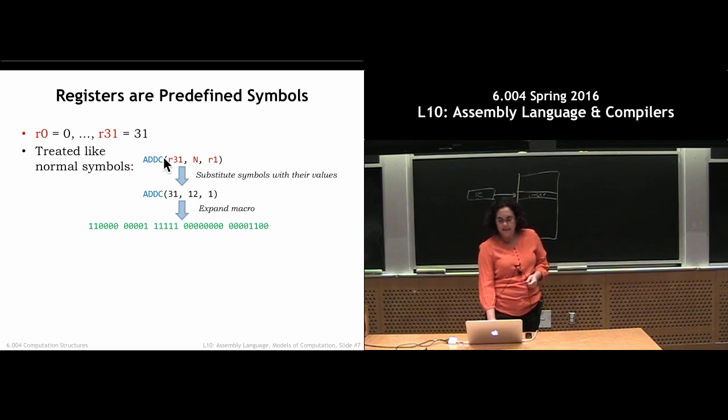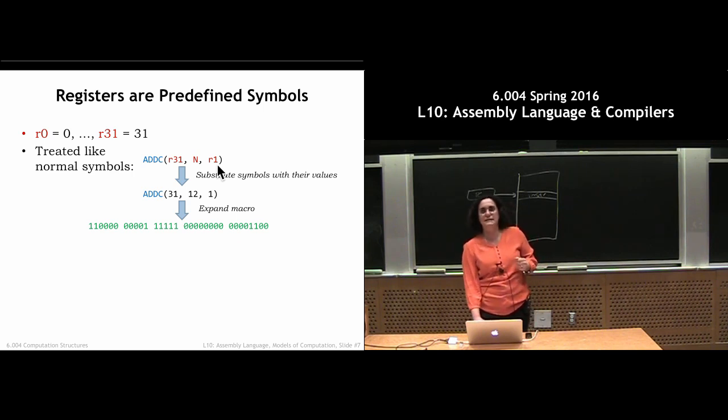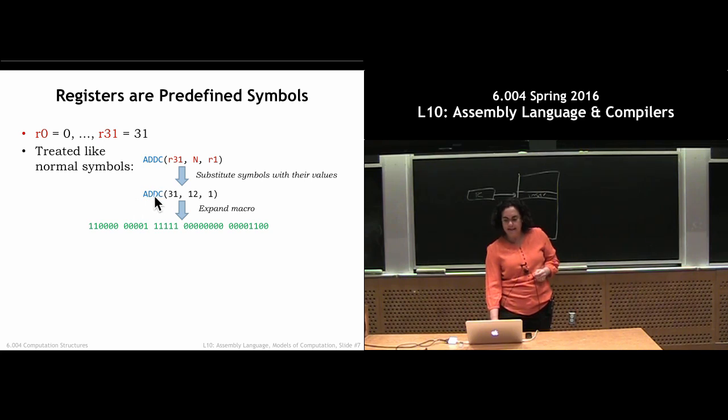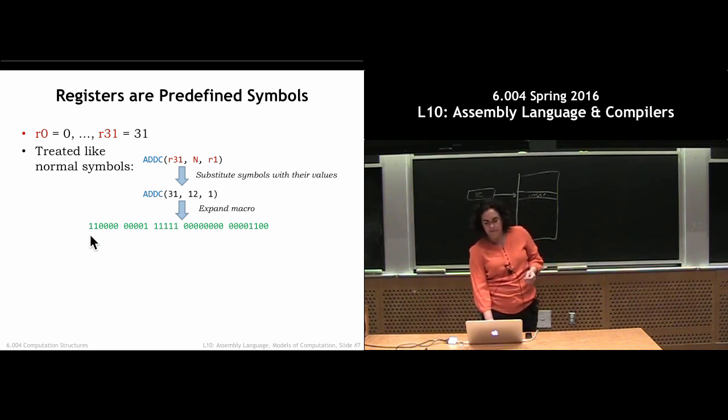Right? So when we take this ADDC macro here, which says add the contents of register R31 to this symbol value N, and then store that into register R1, the first thing that's going to happen is I'm going to replace my symbols with their values. Okay, so R31 just becomes 31, N becomes 12, R1 becomes 1. And then I go ahead and expand this ADDC macro, which tells me how to convert this into this binary.